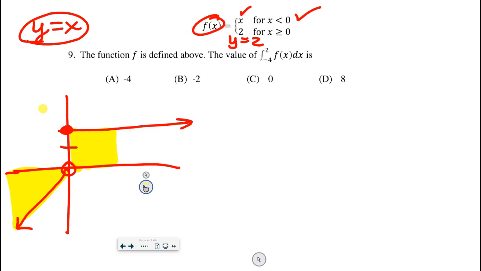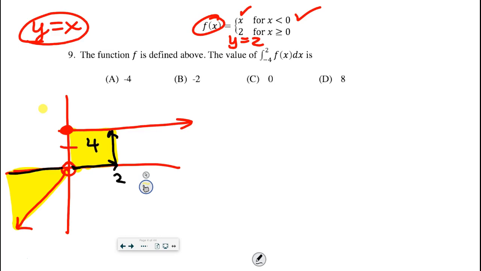When we just do 2 times 2 for the rectangle. Yeah, he's using geometry and that's the fast way. Where did his 2 times 2 come from? Because we're integrating out to 2. This one's 4, positive, correct?